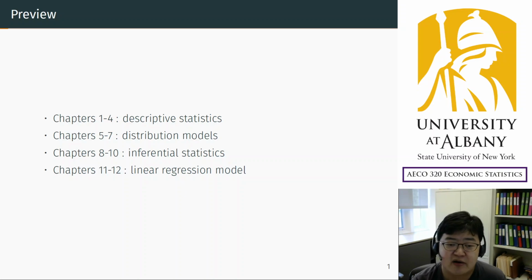And then the third part is from chapter 8 to 10. This is about inferential statistics. The first two parts are more theoretical, but chapter 8 to 10 is what we actually call statistics, like estimation, hypothesis testing. So maybe the statistics in your mind is more like chapter 8 to 10.